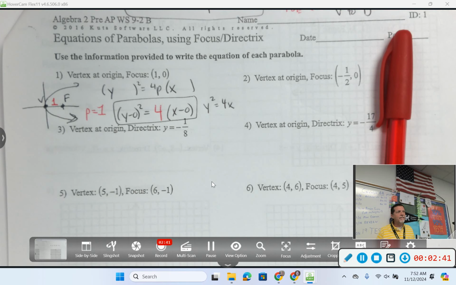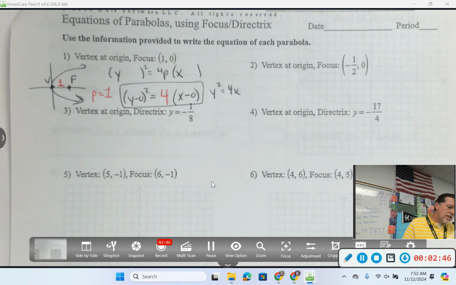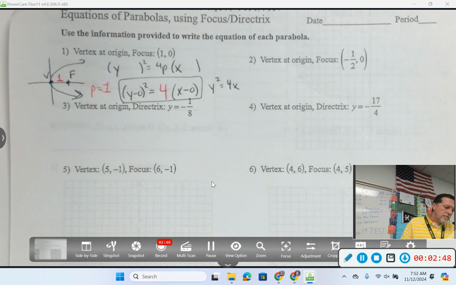Wait, can you divide by 0? That one was easy.